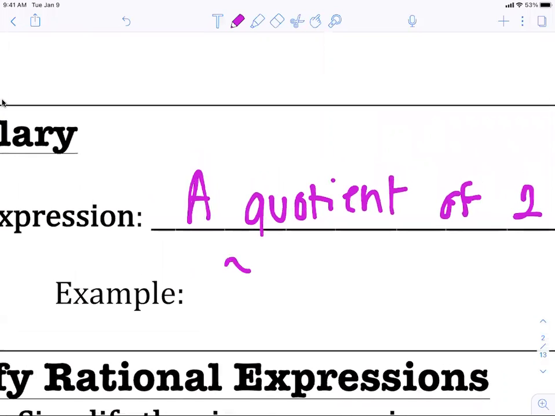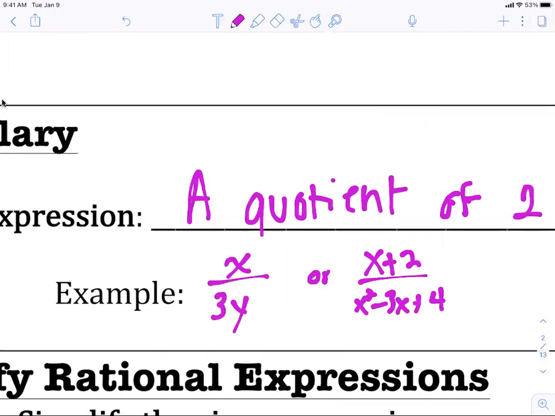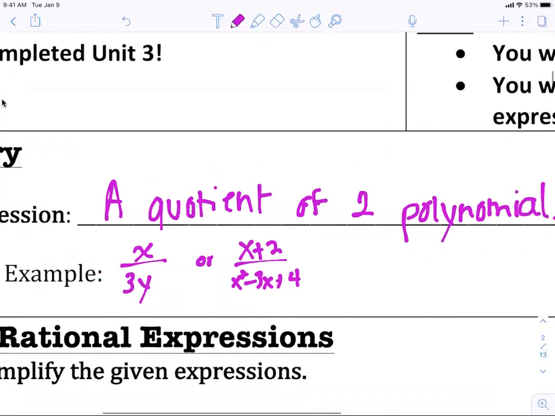Anything as simple as x divided by 3y. It could be anything where you are adding in some different length of terms. So if I had x plus 2 over x squared minus 3x plus 4, that would be a quotient. Pretty much anytime you're dividing. Like if I had 1 over 3, if we're going to be as simple as that, 1 over 3 is obviously a rational expression, because you have a numerator being divided by a denominator.